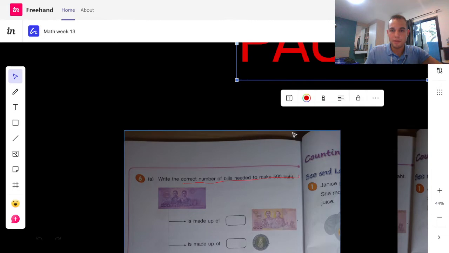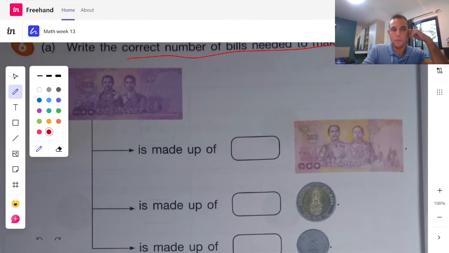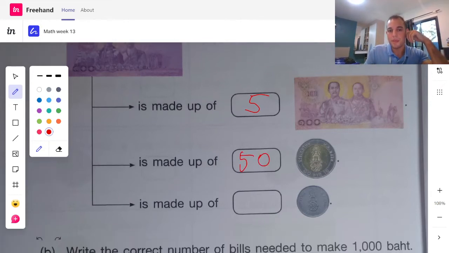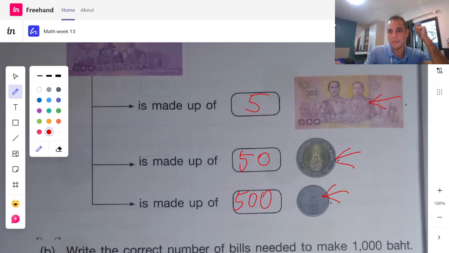Alright, you can unpause. Now let's try. How many 100 bahts? Well, 100 goes into 500 5 times, so we need 5 100 bahts. Now, this is 10 baht. So how many times does 10 go into 500? 50 times. And finally, 1. How many times does 1 go into 500? 500 times. So we need 500 of these, 50 of these, or 5 of these.